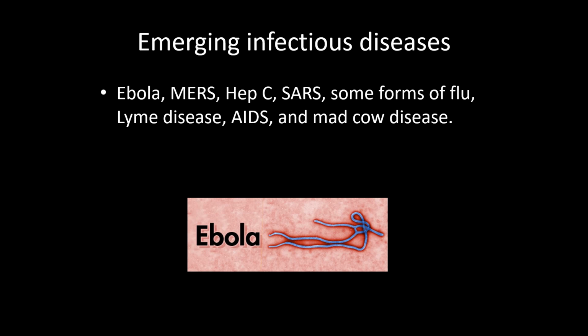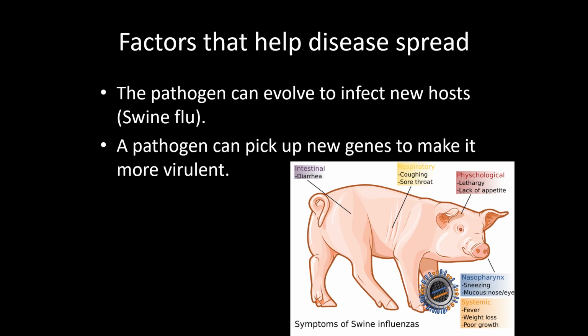Let's see, we've got chikungunya, we've got dengue. There's a whole slew of infectious diseases. COVID-19 is the newest one of those, but there's a bunch of other ones that you could put in there as well. What are some factors that help diseases emerge and spread?